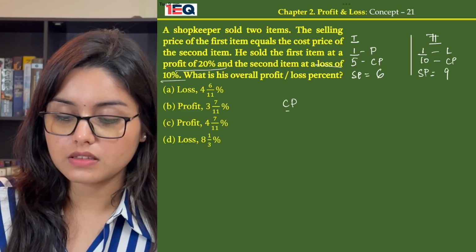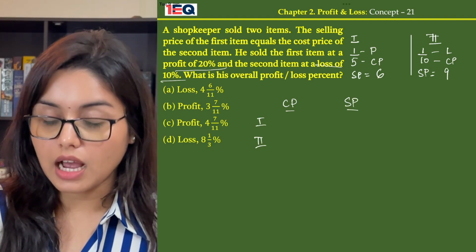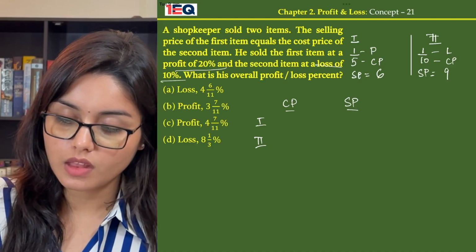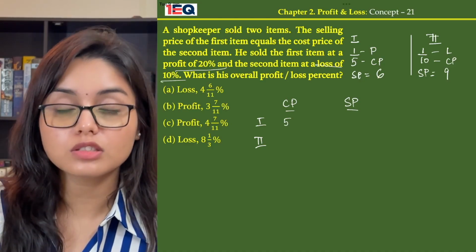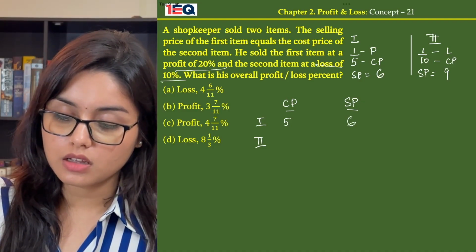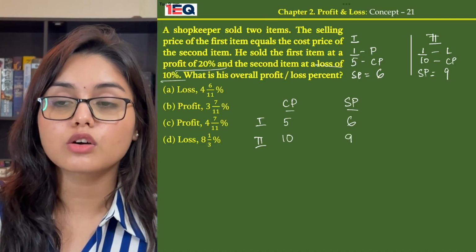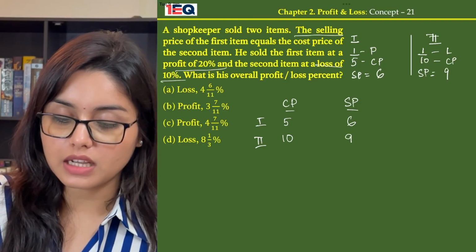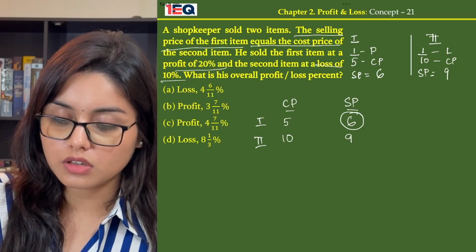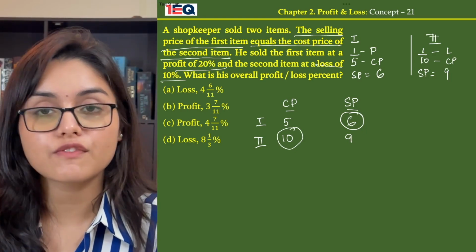So the cost price and selling price of items 1 and 2 are: item 1, the cost price is rupees 5 and the selling price is rupees 6. In item 2, the cost price is rupees 10 and the selling price is rupees 9. Now, according to the question, the selling price of the first item, that means this number, equals the cost price of the second item, that means this number. These two places need to have the same number.